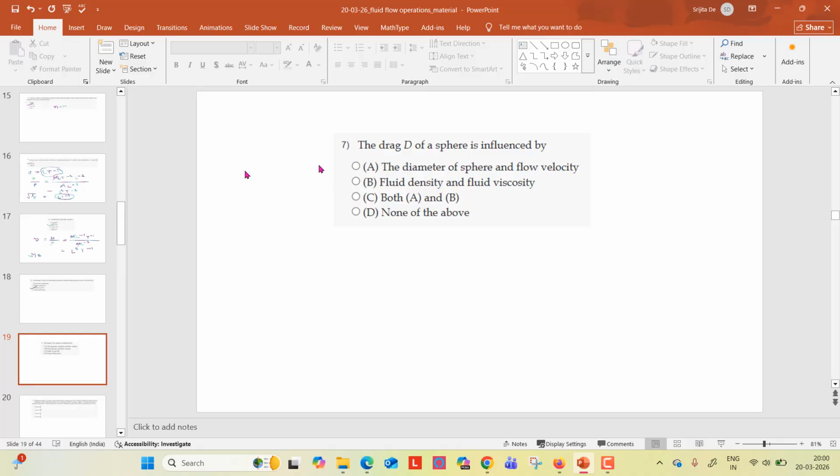Next, the drag of a sphere is influenced by the diameter of the sphere, the flow velocity, fluid density and fluid viscosity, both, right? So drag force is F. Suppose a fluid is flowing and inside there is a particle. It will obviously depend on the diameter of the sphere, then the flow velocity, then fluid density and fluid viscosity, right? So it is both A and B, option C. Okay. Next.